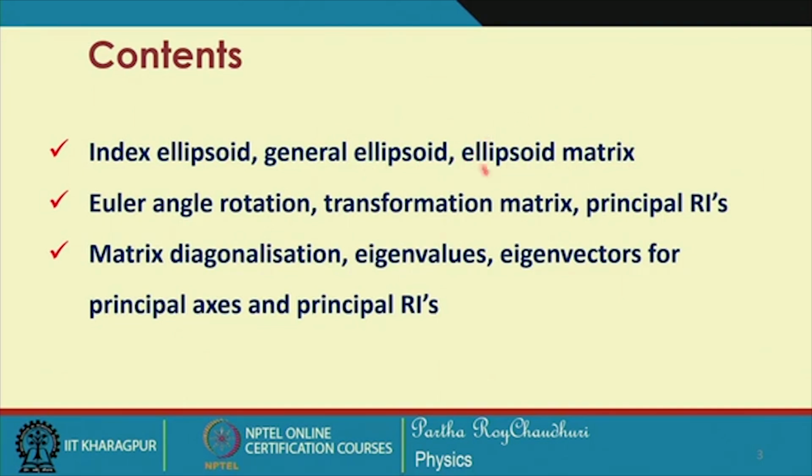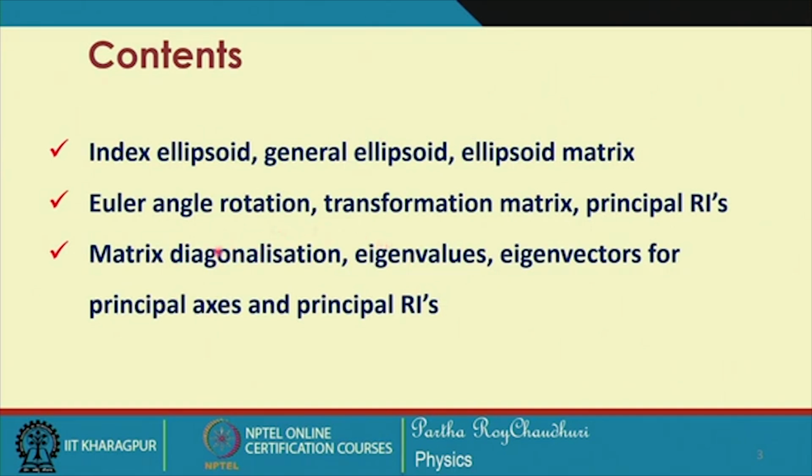Then we will look at the ellipsoid matrix. We have seen the basic equation of the ellipsoid while discussing propagation in anisotropic medium. Then we will see how this ellipsoid can be rotated through Euler angle rotation to find the principal axis system. This will give rise to the transformation matrix. Then there will be another way of doing this transformation by matrix diagonalization.